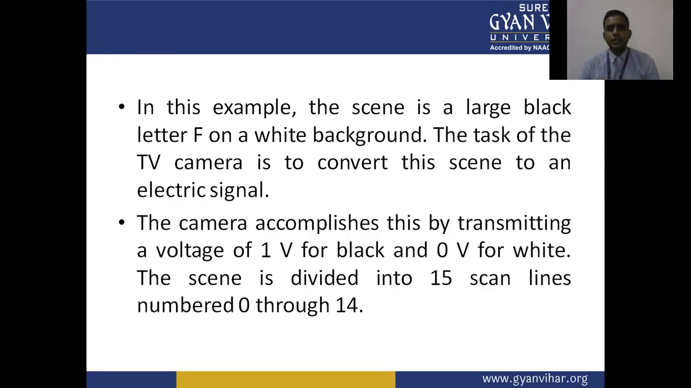We already discussed that the black part of the scene has 1 volt and the white part has 0 volt. So the task of the TV camera is to convert this scene into an electrical signal. In the transmitter section, we generally use the TV camera. In the next lectures, we will discuss the cameras, their types, construction, working and applications.